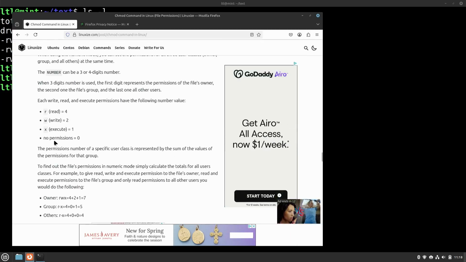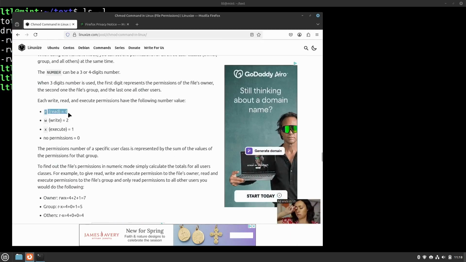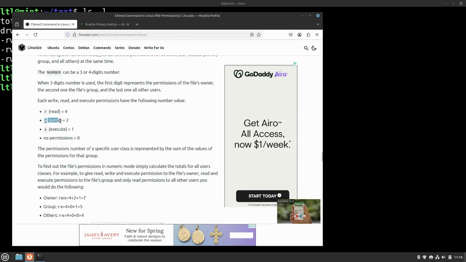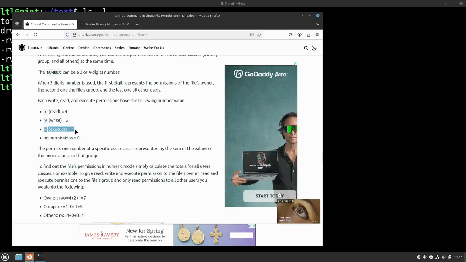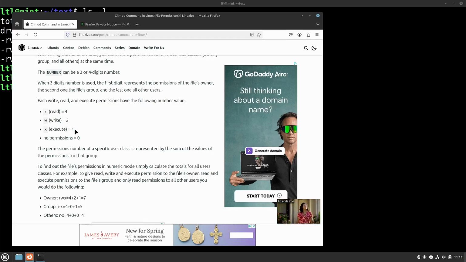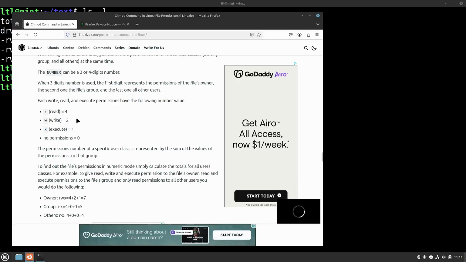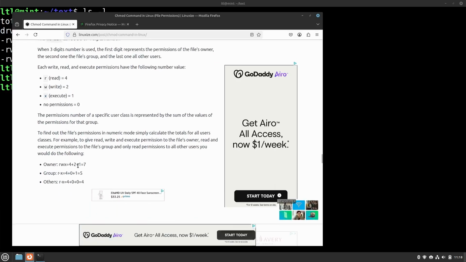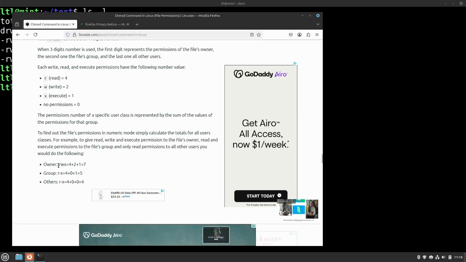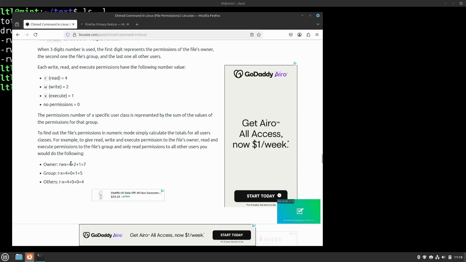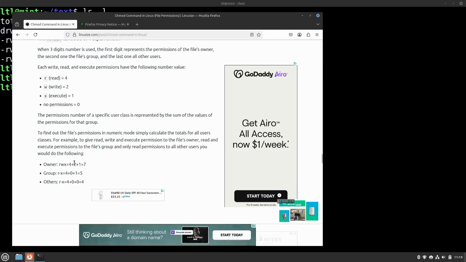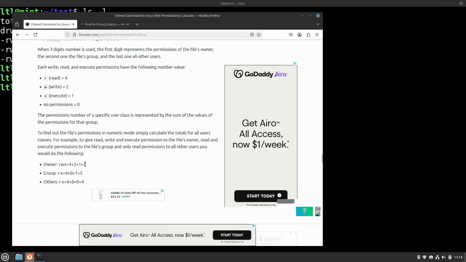There we go. This is what I'm looking for here. All right, so you have R for read, W for write, and X for execute. As you can see here, it's talking about how you can add these together. For the owner, for read, write, and execute, it's 4 plus 2 plus 1, because we're 4 for read plus 2 for write plus 1 for execute equals 7.